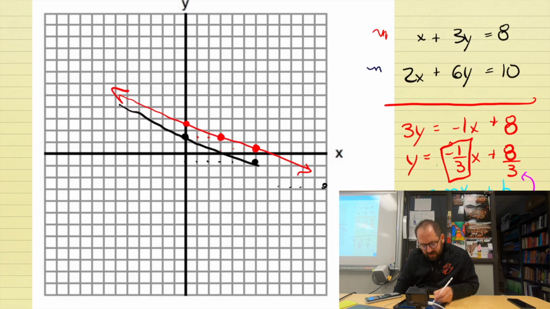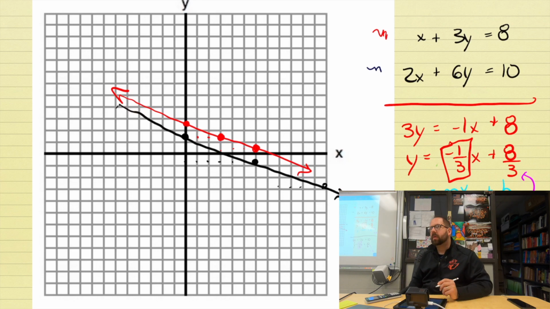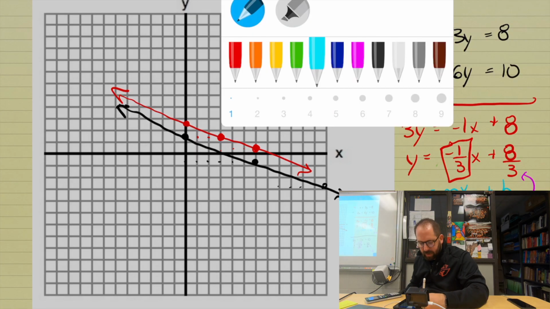What do you notice about these lines? Yeah, you nailed it. They're parallel lines. They don't have a solution. They're literally parallel to each other. So in fact, I'm going to write that right at the top. That was a really good observation. These are parallel lines.